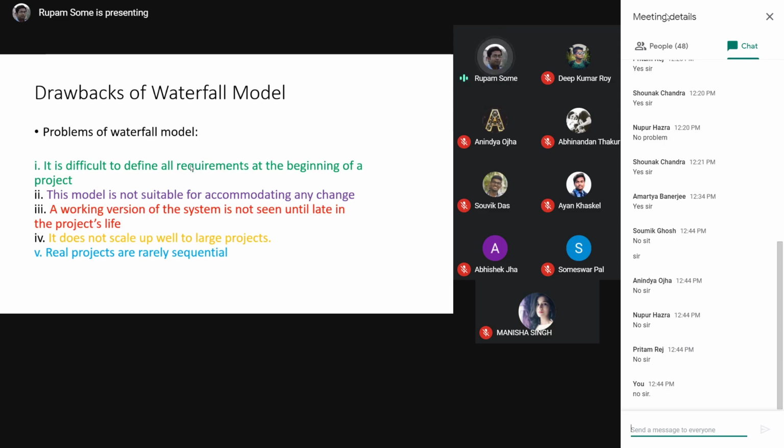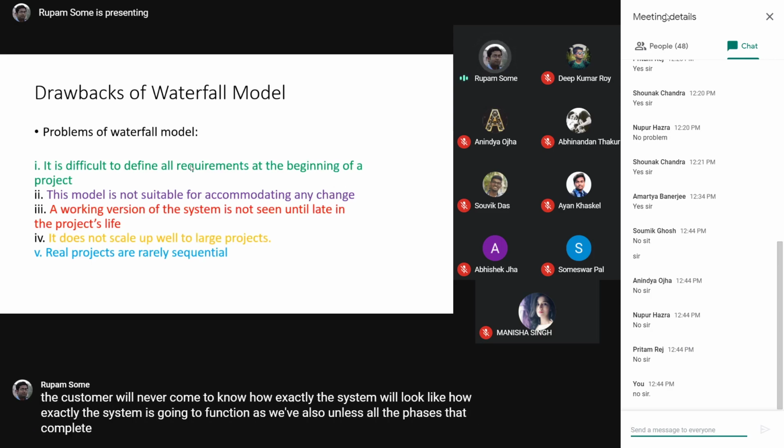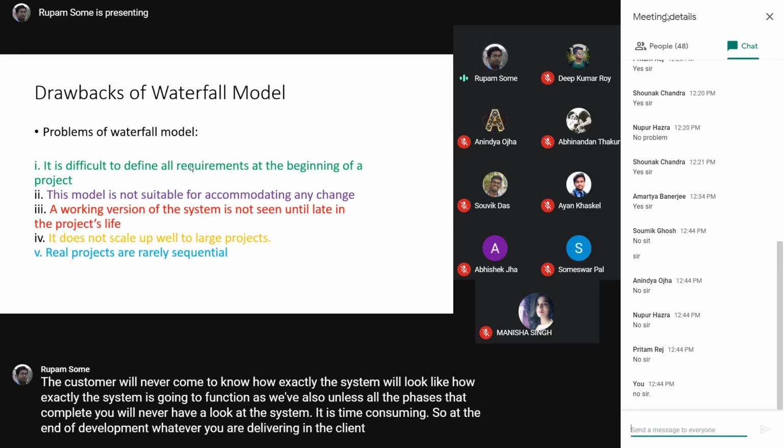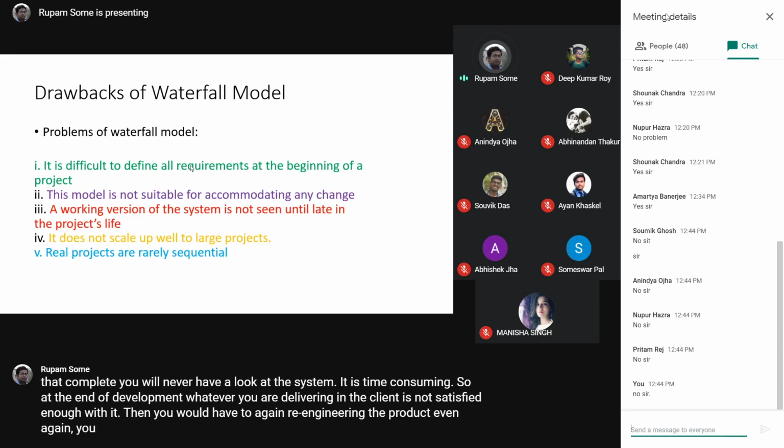Fourth one, it does not scale up with large projects. That's because large projects are to be divided into a number of modules. Each and every module may have an enormous number of requirements that may come at any point of time. Because you cannot backtrack, you will not be in a position to scale up with large projects. So this particular model is good enough for a project where the requirements are very small. Rather, this model is the most primitive one. None of the organizations in industry use this model.